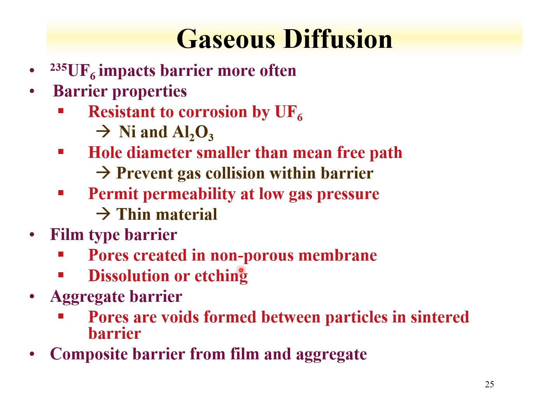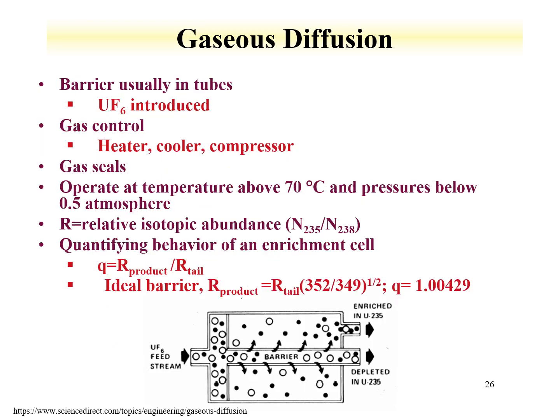There's a few types of materials that have been examined. A film type with pores created in a non-porous membrane. This can be done by dissolution or etching, or an aggregate barrier where the pores are voids between particles in a sintered barrier. Often the material is a composite barrier from films and aggregates. An example of a gaseous diffusion system is shown here. The uranium hexafluoride would be introduced in this stream, travel along this tube, contact the barrier, where after contacting the barrier sufficient times, it permeates through the barrier.